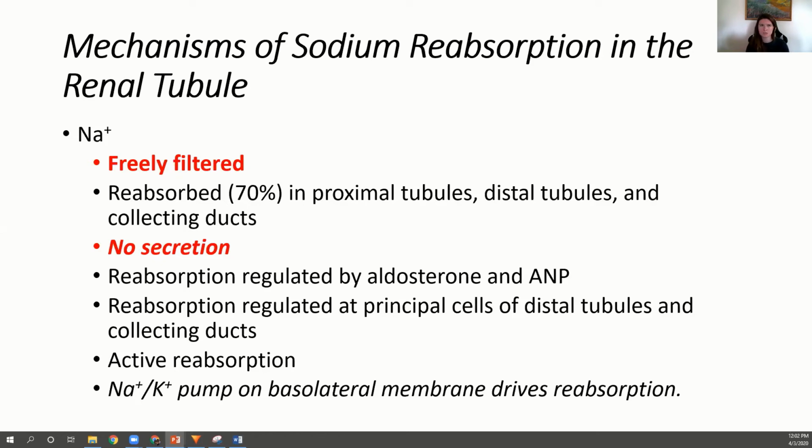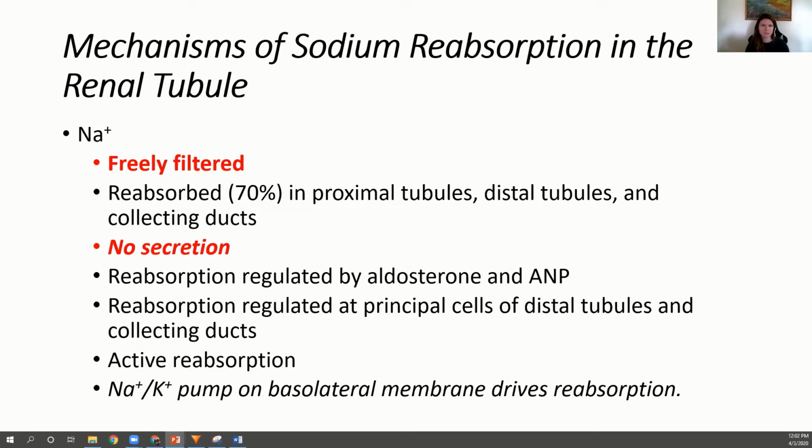It's important to note that sodium is not secreted. So we haven't talked about many things that are secreted, but remember that secretion is when we take things from the blood and put them back into the filtrate. So that's not going to happen with sodium. So all of our balancing of sodium content is going to happen by affecting the reabsorption of sodium.